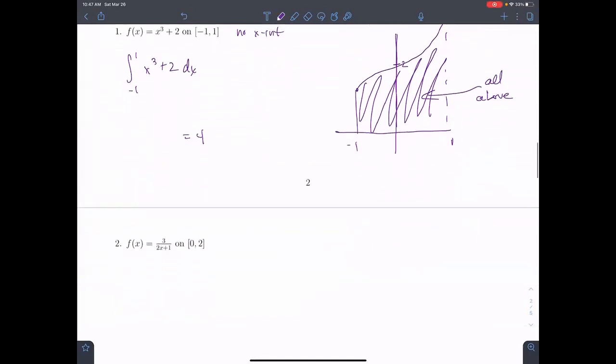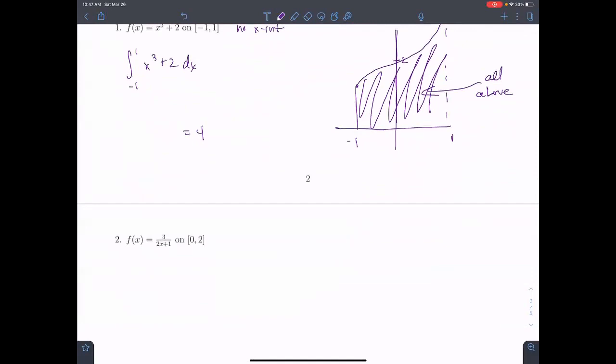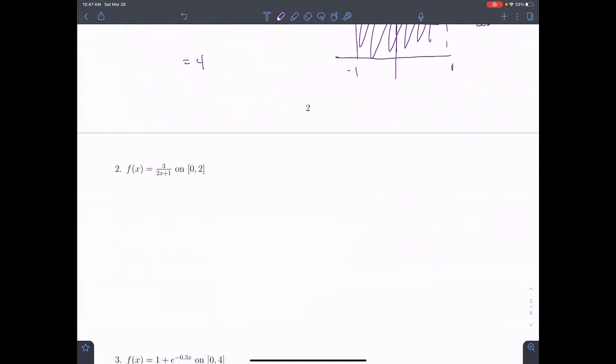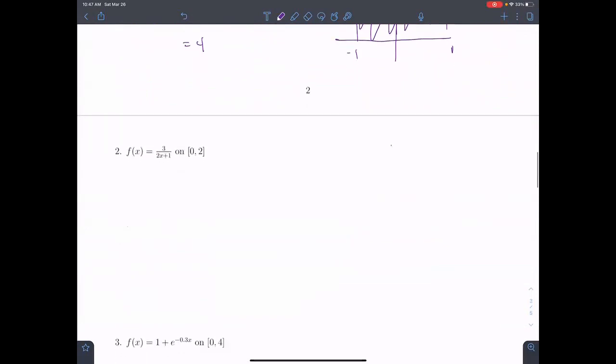Or if you need help, let me know. But again, that's in section 6.3, and I don't want to take even more time doing those. So if you need help with that, though, let me know. If we look at this next example, you can graph these in Desmos to look at them.